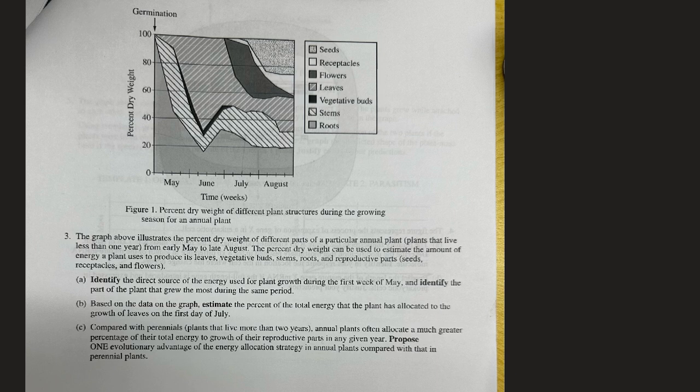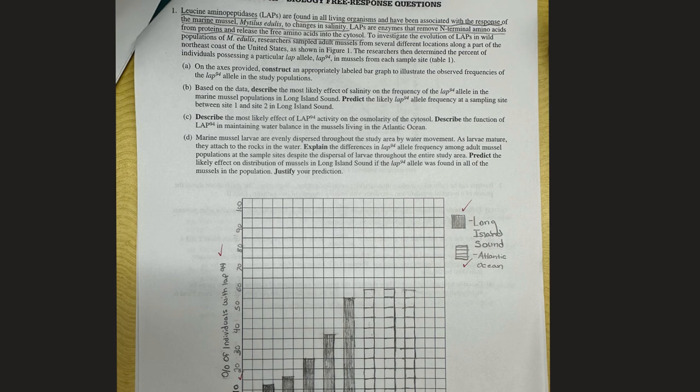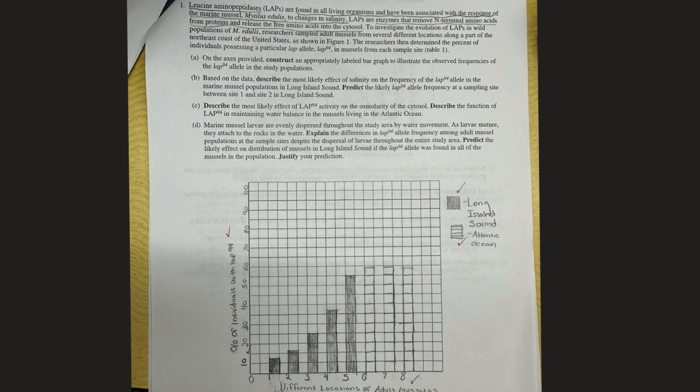All right, let's look at the next one. All right, so here, construct a graph, and it gets all kinds of crazy, like LAP are enzymes that remove nitrogen terminus of the amino acid, and there's populations of M. edulis. Researchers sampled the adult mussels in several locations, and they gave you a graph. It's from 1 to 8, right? I don't know if you saw that. I have it here, but I'm not going to pull it up. The Long Island Sound is from 1 to 8, and the Atlantic Ocean is here. These 3, 6, 7, and 8 here were Atlantic Ocean. Long Island Sound was up here, 1 through 5.